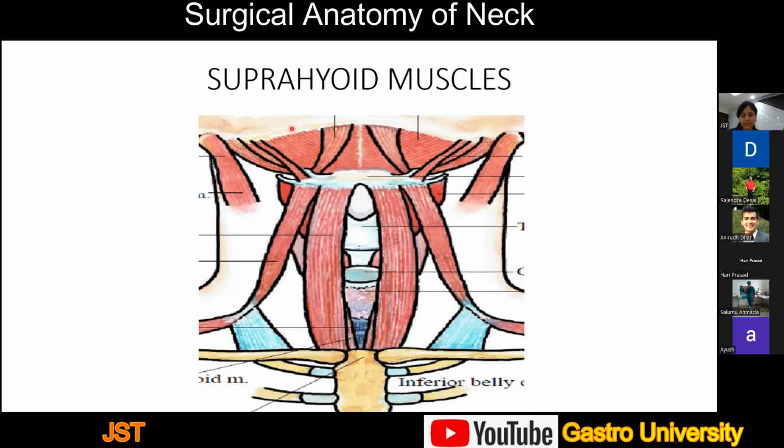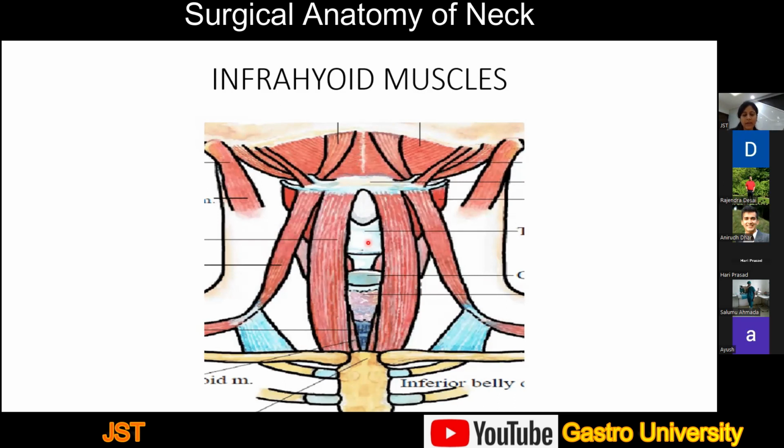Suprahyoid muscles have varying nerve supply. Anterior belly is supplied by trigeminal, posterior by the facial, mylohyoid by the nerve to mylohyoid, again trigeminal, and geniohyoid by the same. Now, infrahyoid group of muscles are very interesting.